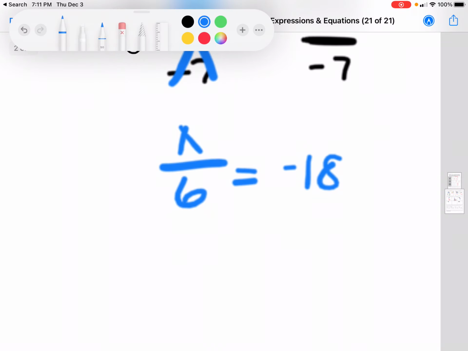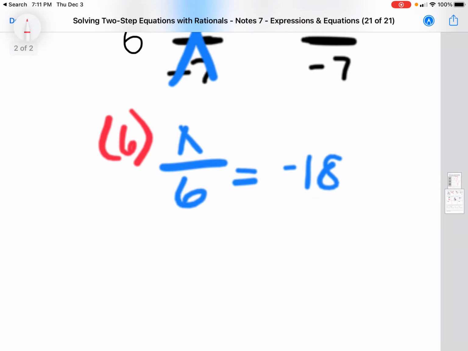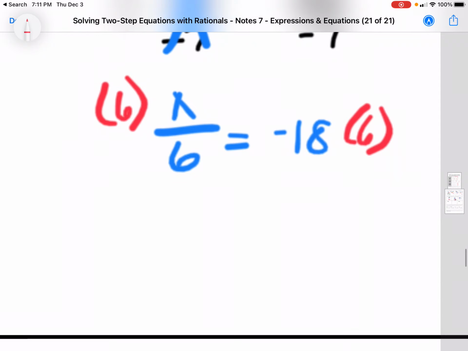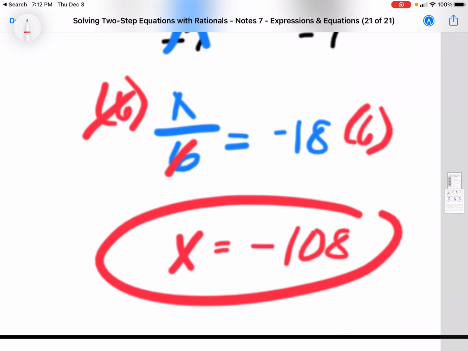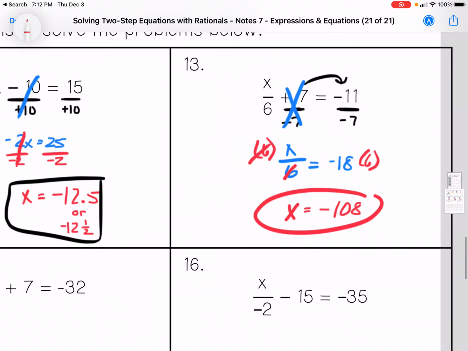X divided by 6, how do I get rid of that? Well, I multiply, do the opposite. And I'm going to be left with x is going to equal negative 108. All right.